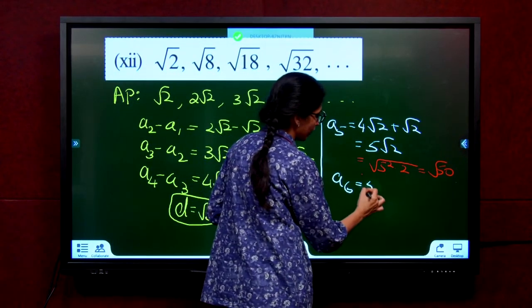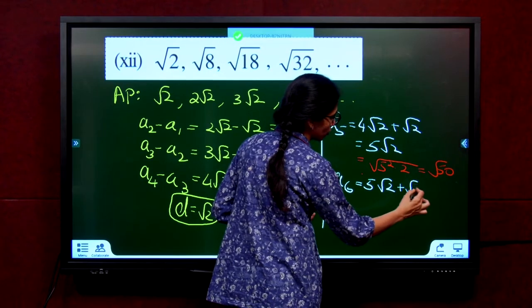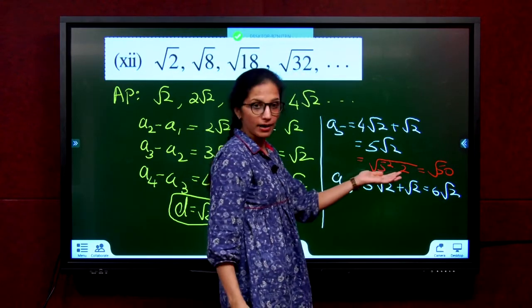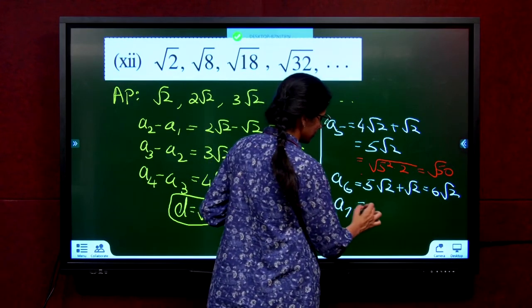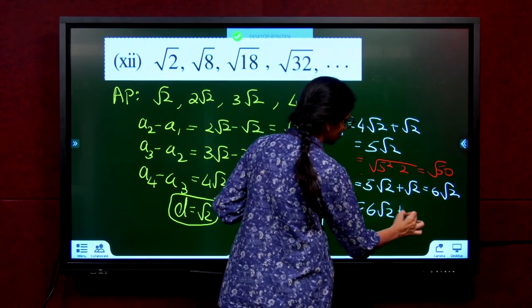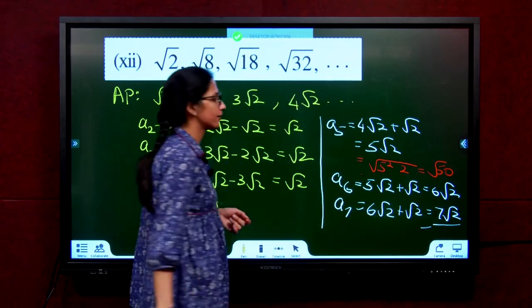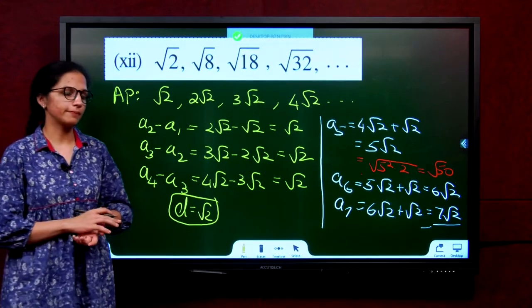A6, I have 5 root 2. I am adding a root 2. 6 root 2. A7, 6 root 2 plus root 2, 7 root 2. So these are the next 3 terms of my AP.